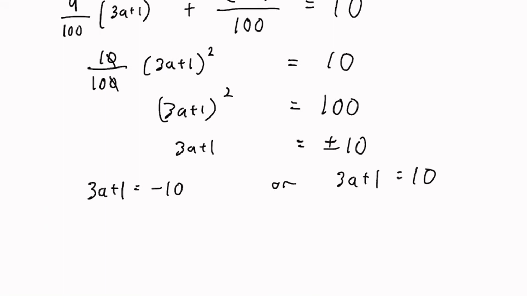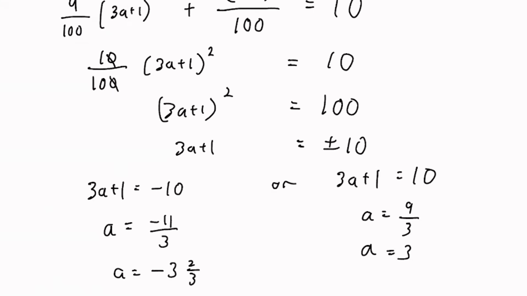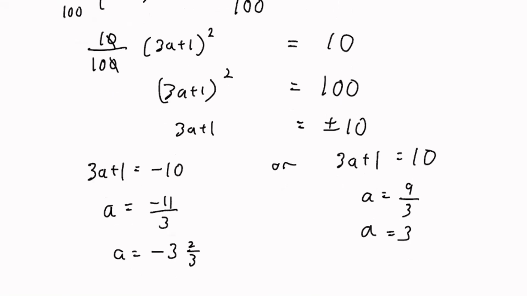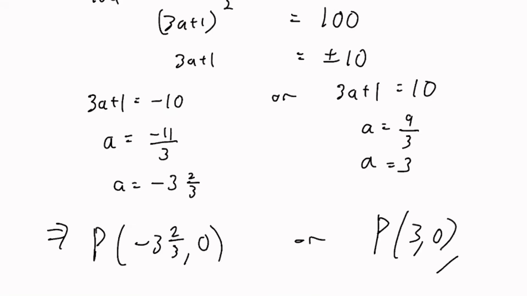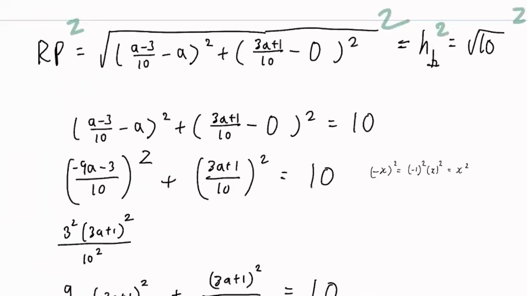Then solve for a. Minus 1, divided by 3. This will give you a equals 3 or a equals negative 3 2/3. Therefore, the conclusion is P must be (negative 3 2/3, 0) or P must be (3, 0). Is that clear? Okay, then that's how they get the 2 solutions.